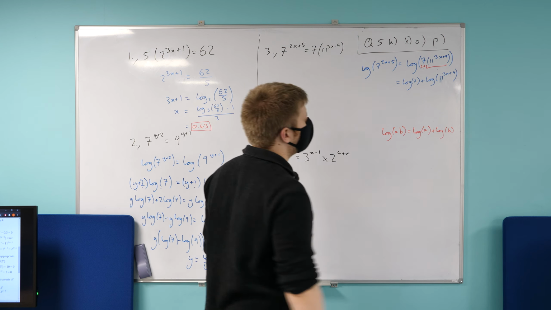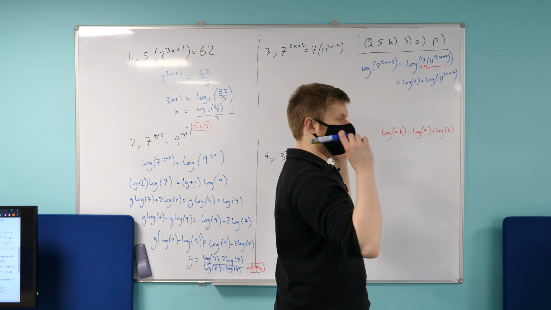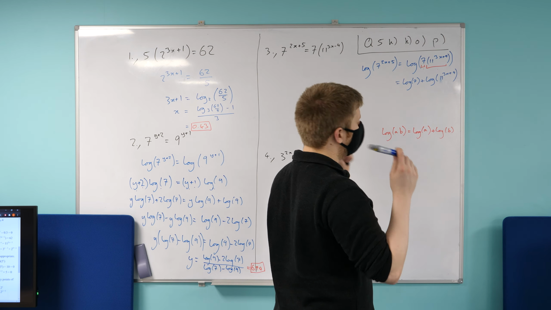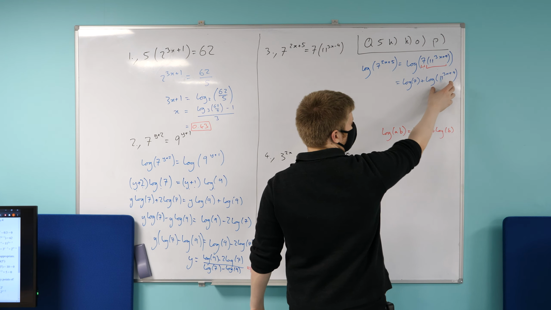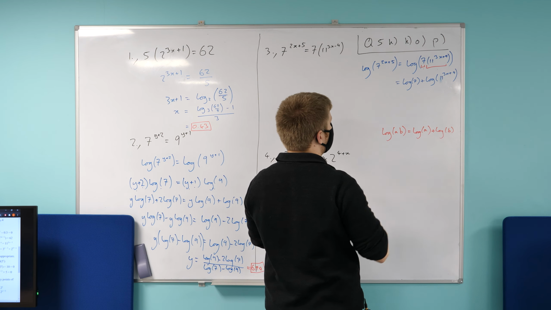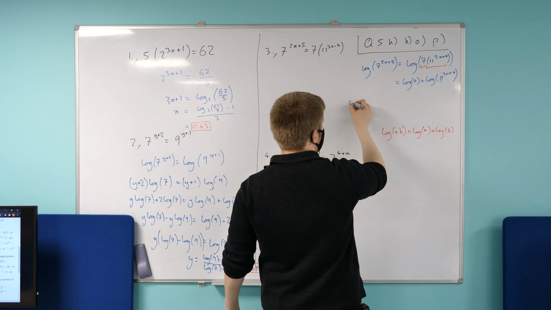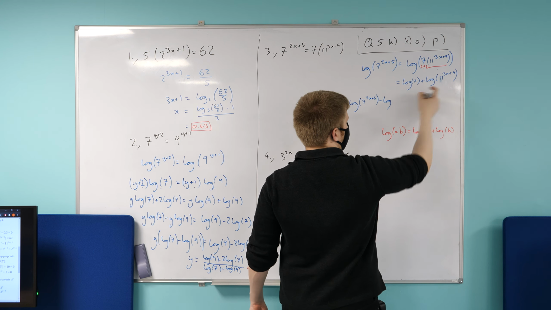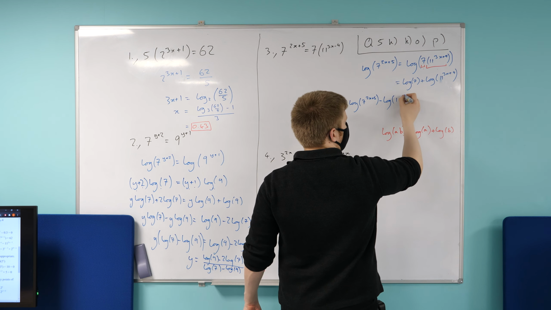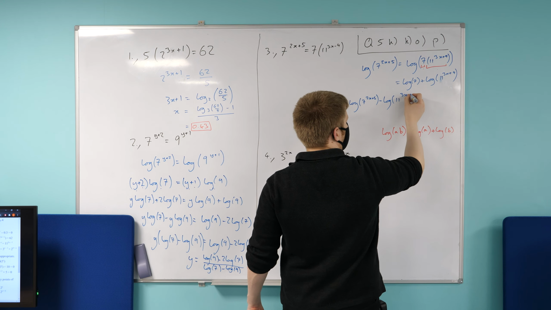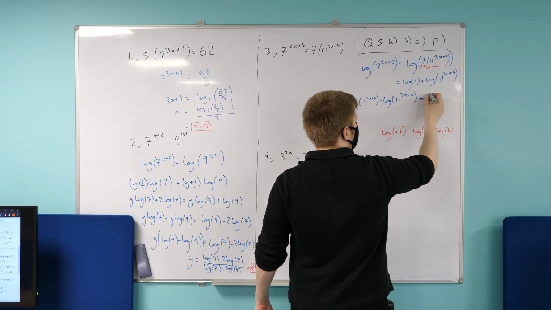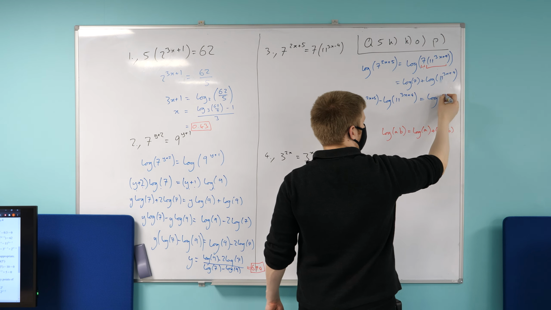Okay, and then basically all you need to do is just bring all the logarithms with an x in over on the left-hand side. Okay, so you notice this log's got an x in, so I'm going to bring it on the left-hand side. So in other words, I get log of 7 to the power of 2x plus 5 minus that logarithm, log of 11 to the power of 3x plus 4 is all equal to, well, the only thing that's left is log 7.